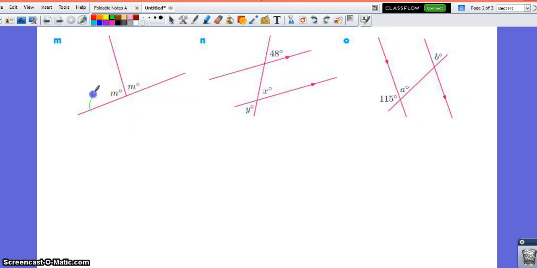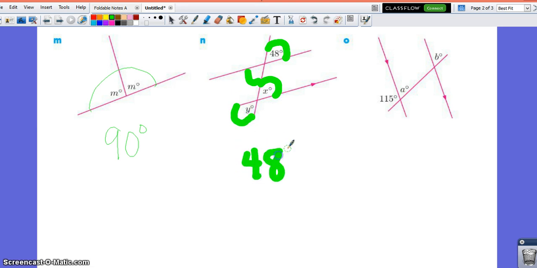Right here, this is a straight line, and we can assume that these are equal to each other because they're both M. So that means that each one of these is 90 degrees. Okay, let's look at the next one. Right here, if this is 48, then this is 48, which also means that this is 48 and this one is 48. So the answer there is 48 degrees.